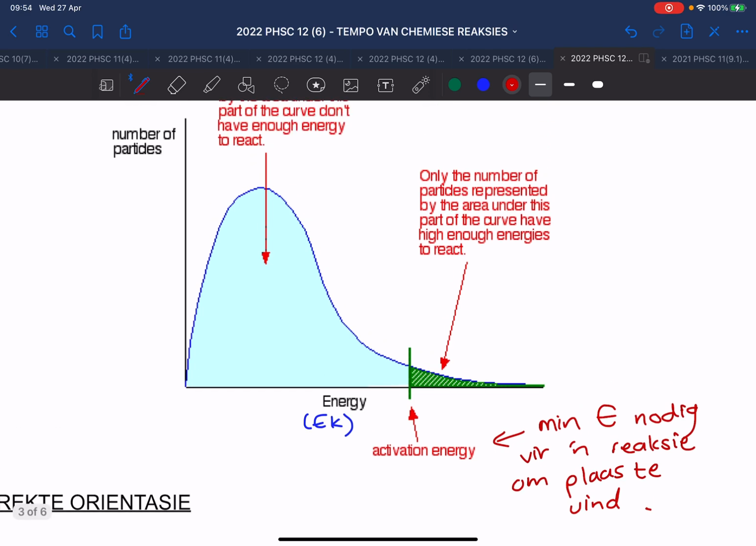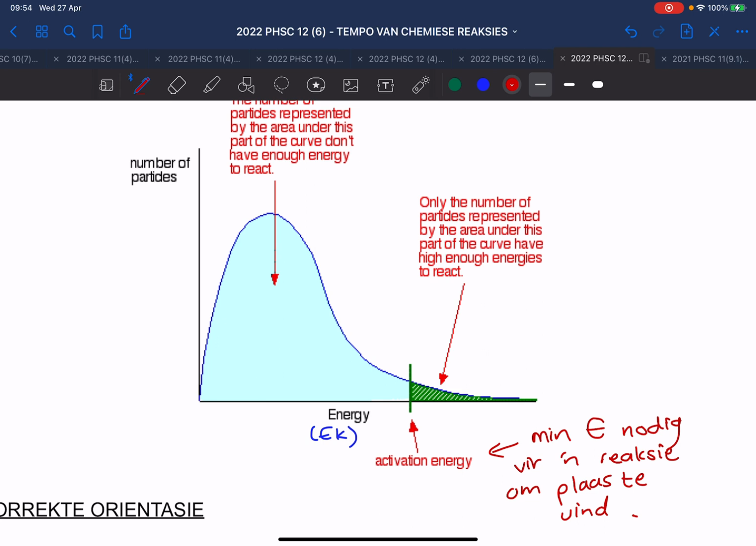Okay, so in your head, you can think of the cut-off. So daai activeringsenergie, that is a cutoff. If you have energy lower than that, then these particles will not react. Hierdie deeltjies gaan nie reageer. Only the particles that have sufficient kinetic energy, greater or equal to the activation energy, they will react.